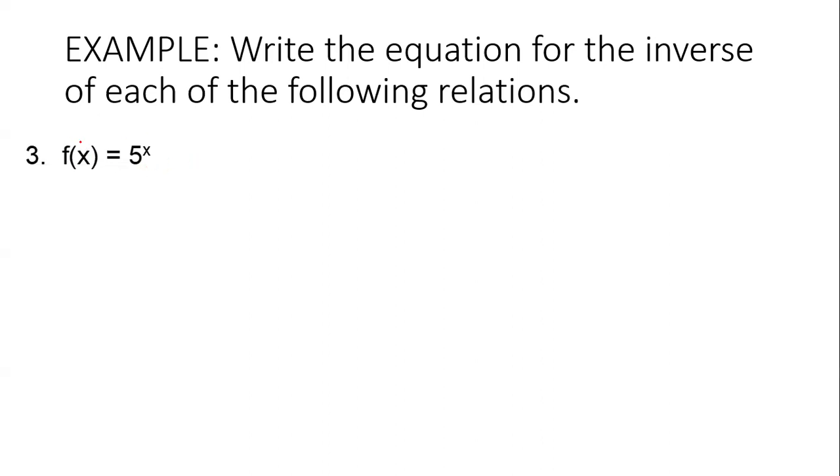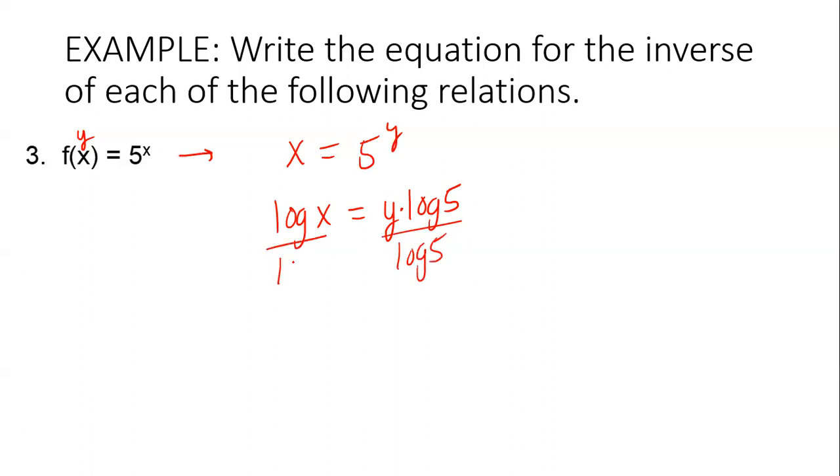F of x is the same thing as what? Y. So when I switch, it's going to become x equals 5 to the y. And we have to use log, because how do you get rid of an exponential? Log. So we take the log of both sides. When you take the log of both sides, it sets your exponent free. What do I need to do to get y by itself? This is implied multiplication. What is the opposite of multiplication? Divide. So I have to divide by log 5.